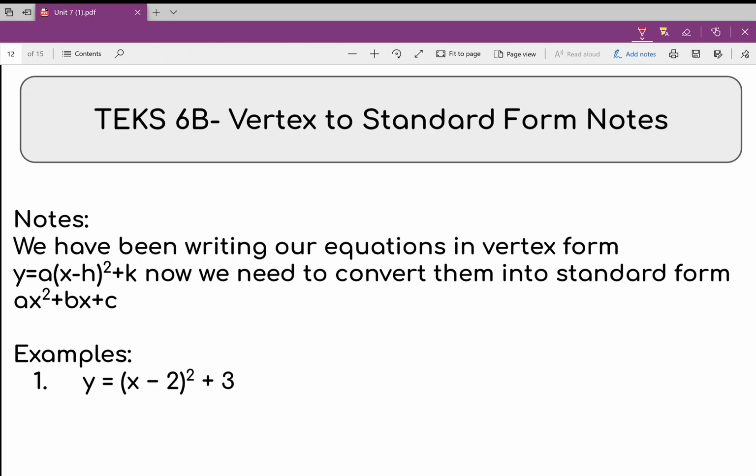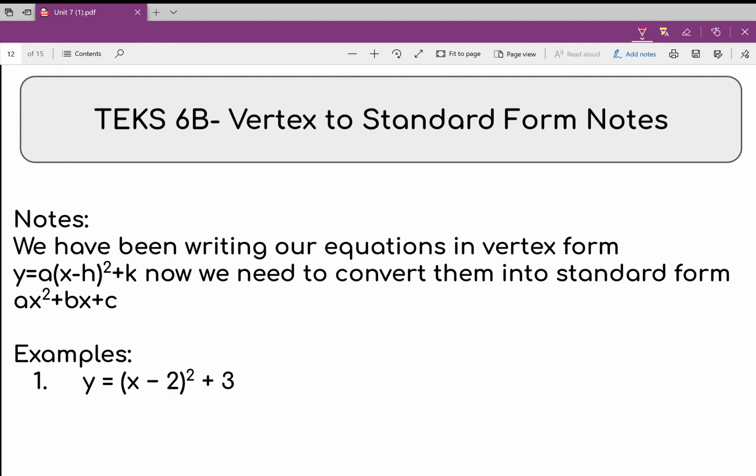TEKS 6B, Vertex to Standard Form Notes. Okay, so today we're going to learn how to change our Vertex form answers into standard form answers.